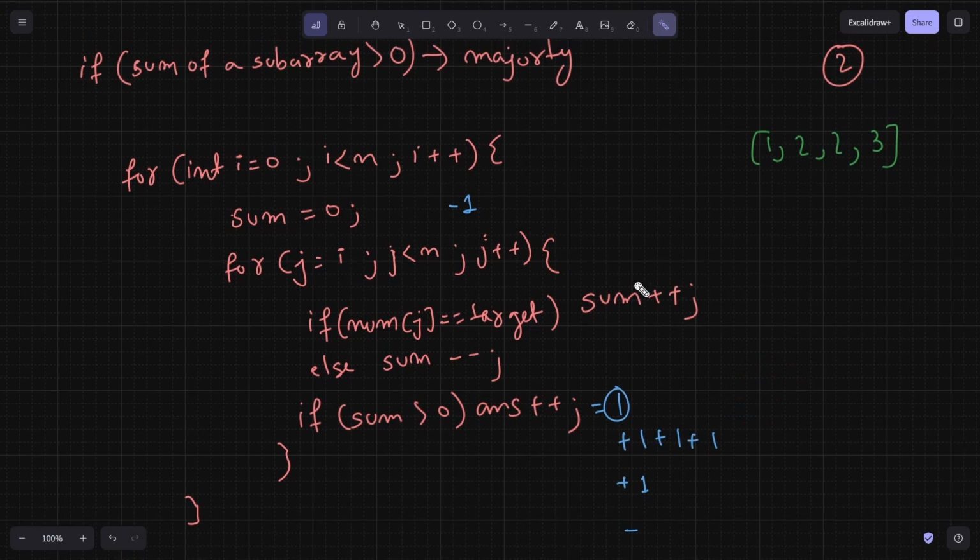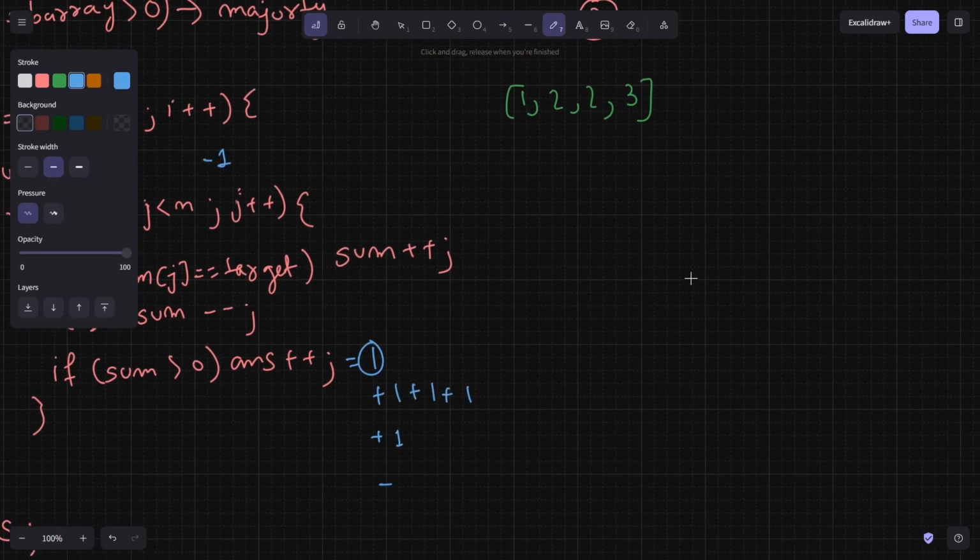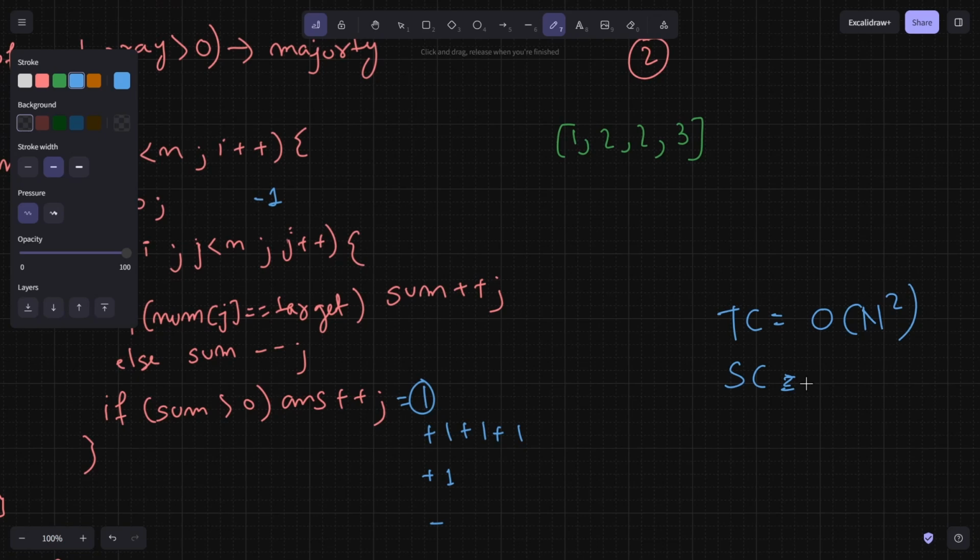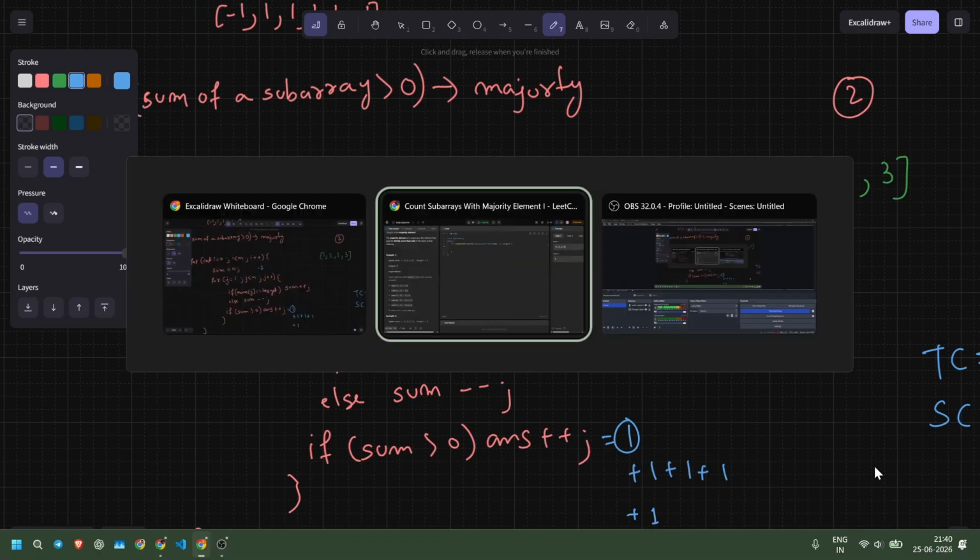And if you see the time complexity here, time complexity is going to become big O of n square. We are iterating twice, and for space complexity, we are not using any extra space, so that's going to become constant, that is big O of 1. So let's code it and see if it's working or not.